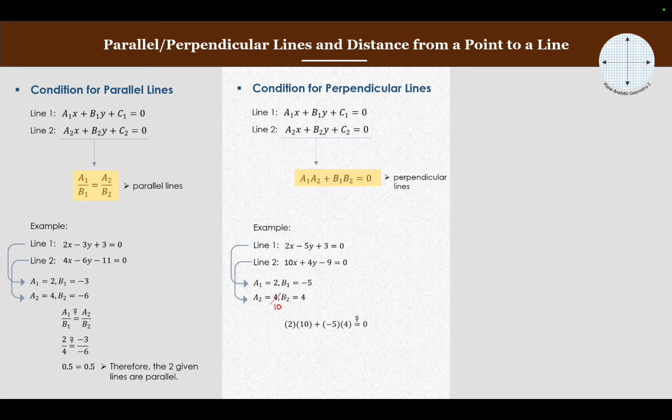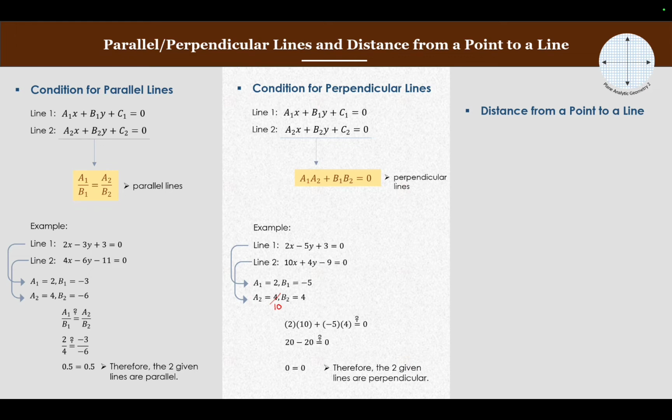So substituting these values to the condition, we have 2 times 10 plus negative 5 times 4. So this is 20 minus 20. So this is 0. Therefore, the two given lines are perpendicular.